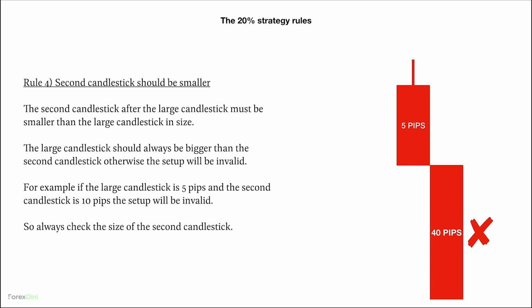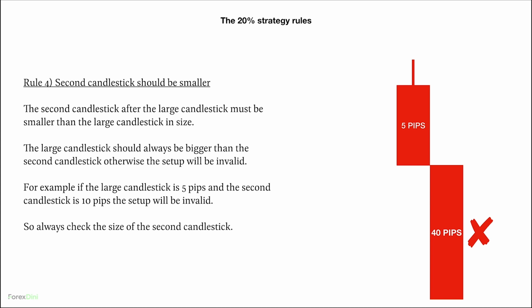Now, as you can see on the example on the right, the first large candlestick, which is 5 pips, is small, and the second candlestick opened below, right? So it opened below, and that's valid, but the problem is it's bigger than the first candlestick.